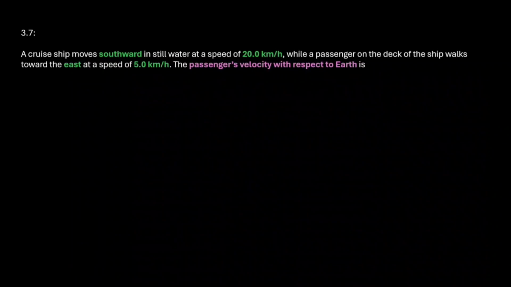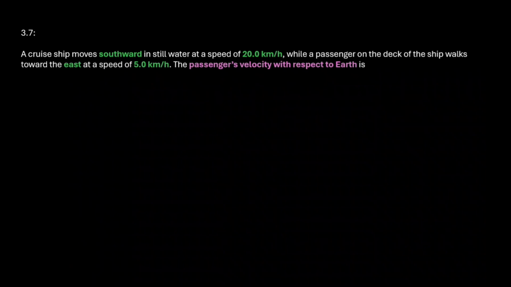Question 3.7. A cruise ship moves southward in still water at a speed of 20 km per hour, while a passenger on the deck of the ship walks towards the east at a speed of 5 km per hour. The passenger's velocity with respect to Earth is.